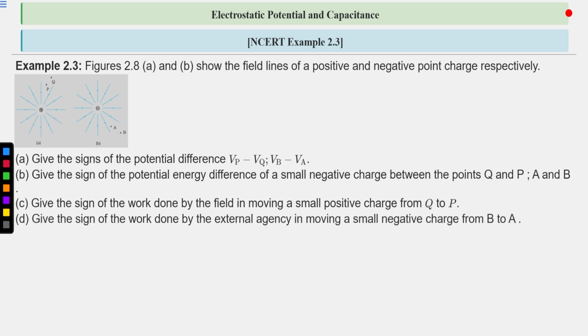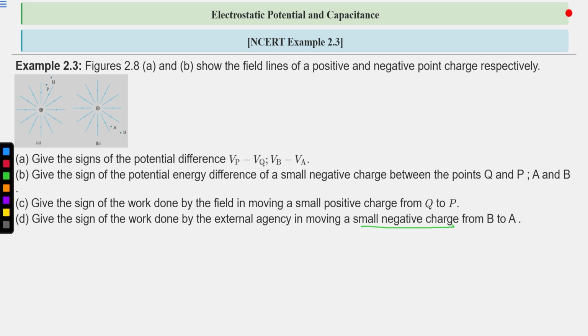Fourth part. Give the sign of the work done by the external agency. External agency means the external force that we are applying. Give the sign of the work done by the external agency in moving a small negative charge from B to A. You have to focus on the charge, whether they are saying positive charge or negative.